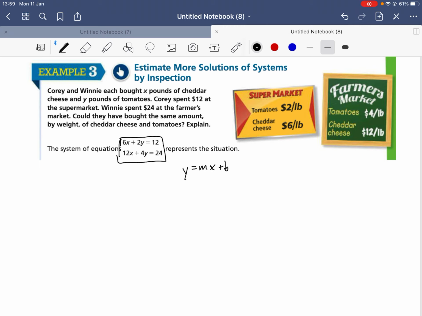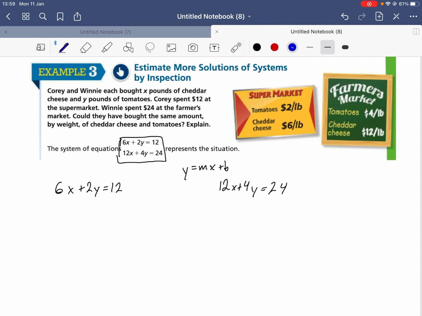So let's go ahead and isolate y for each equation. So I'm rewriting each equation. This one over here on the left, I'll do in blue. So we'll subtract 6x from both sides. So we have 2y equals negative 6x plus 12. Divide everything by 2. So y equals negative 3x plus 6.